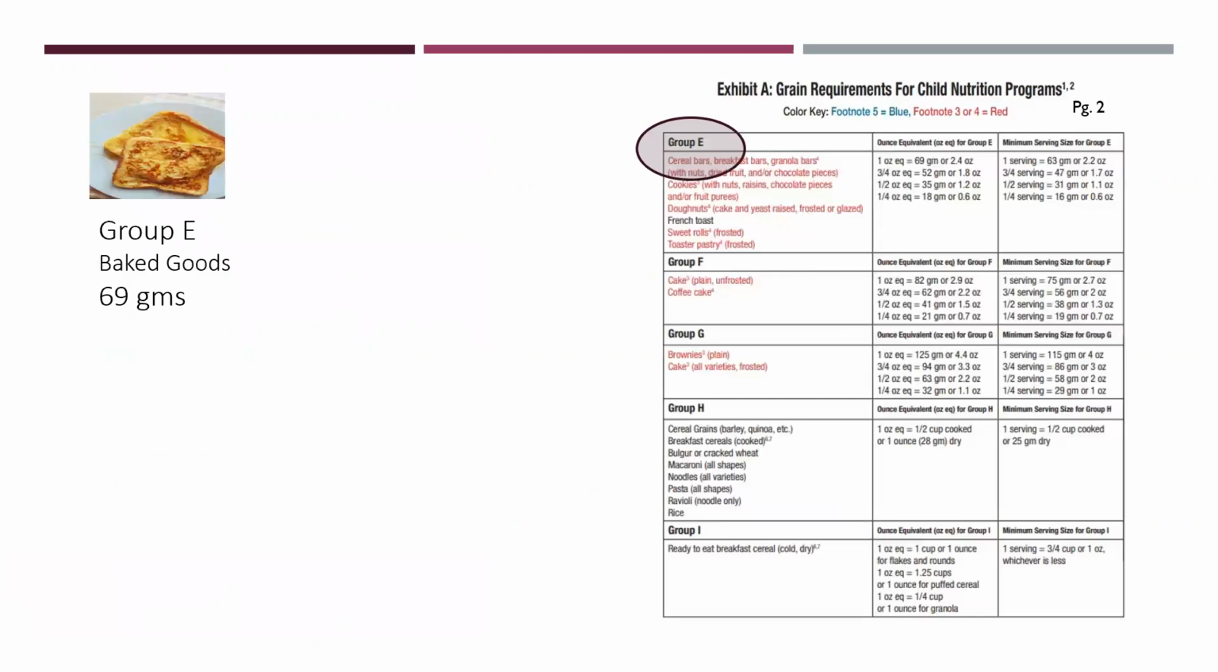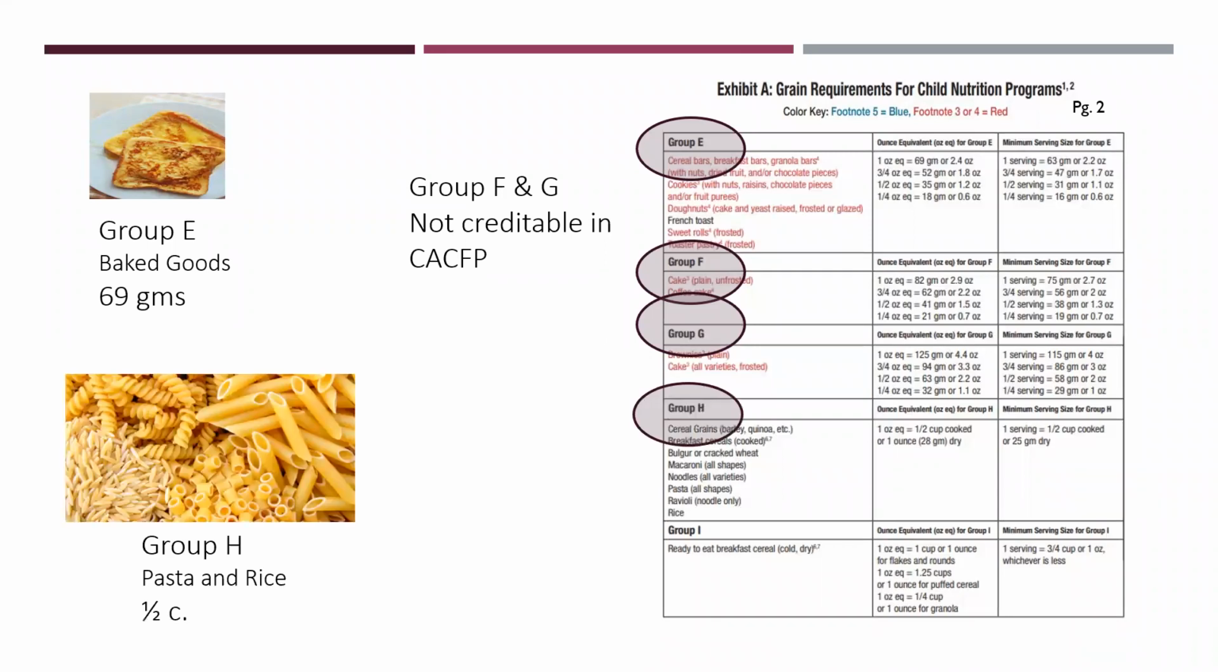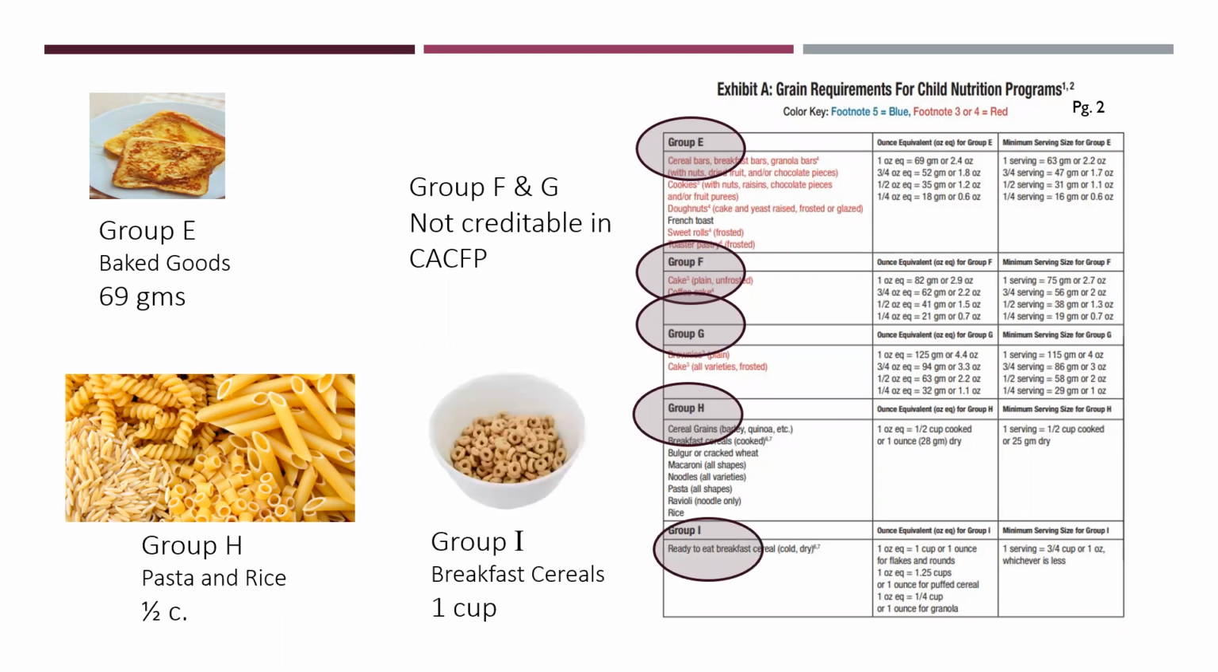Group E includes French toast when it comes to CACFP. While there are numerous food items listed in this group, those grain items are not creditable in CACFP meal patterns. Group F and G contain dessert-type grains and again are not creditable in CACFP meal patterns. Group H includes pasta, rice, and cooked cereal. Group I is the ready-to-eat breakfast cereals.